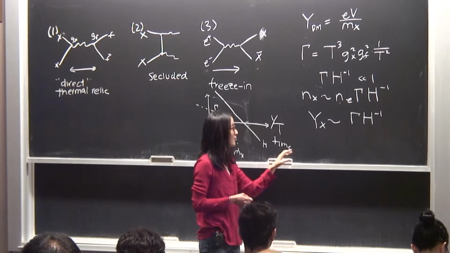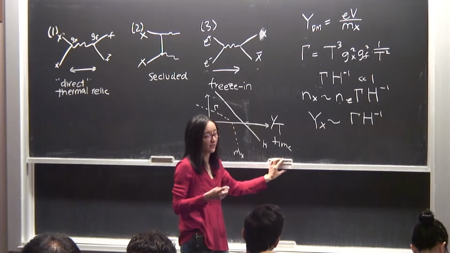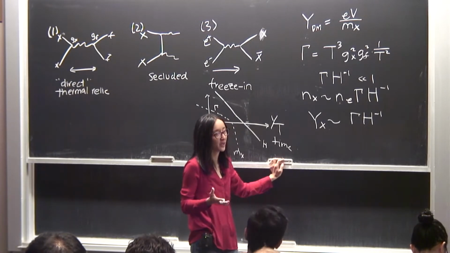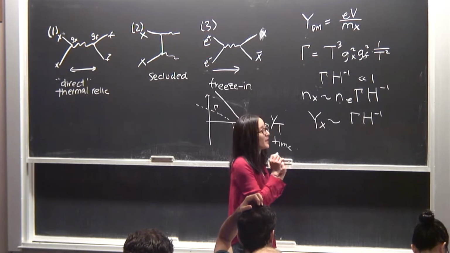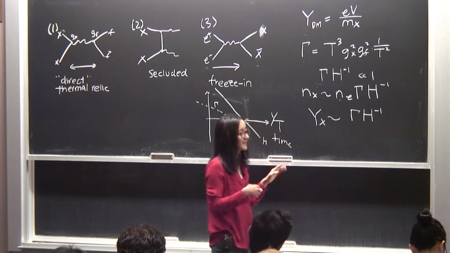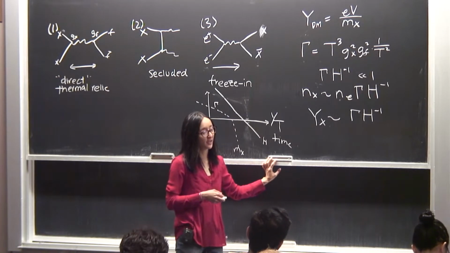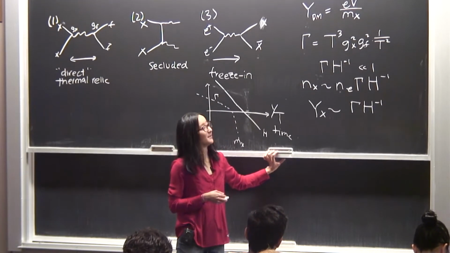And remember we looked last time, if it was ever in thermal equilibrium, it would just have way too much. So what we want is a small number density that, due to the fact that it's non-relativistic and stable, becomes a large energy density today.